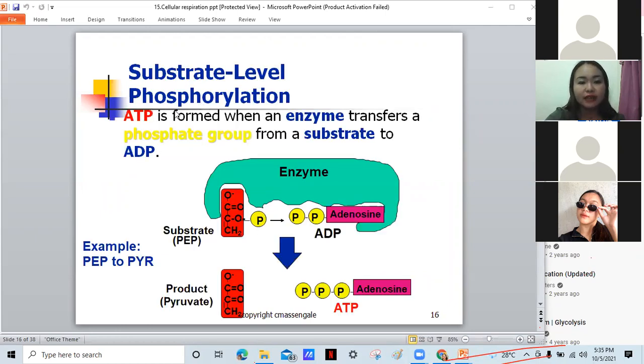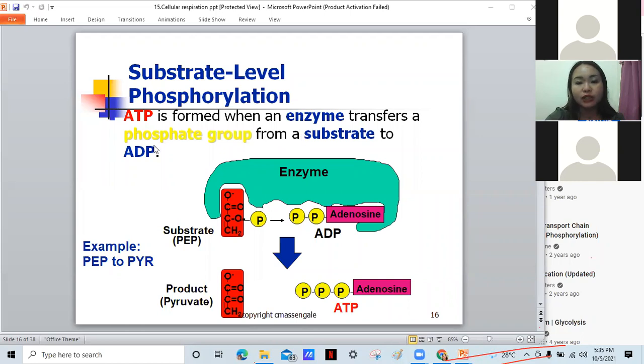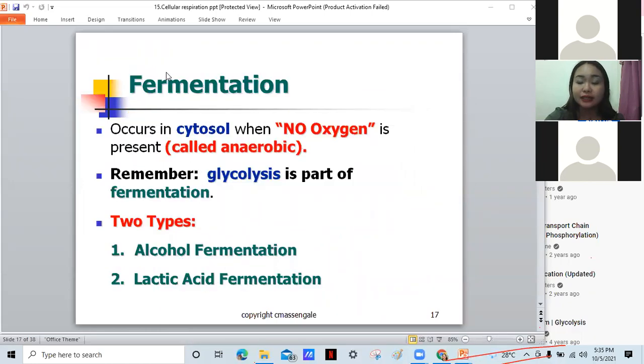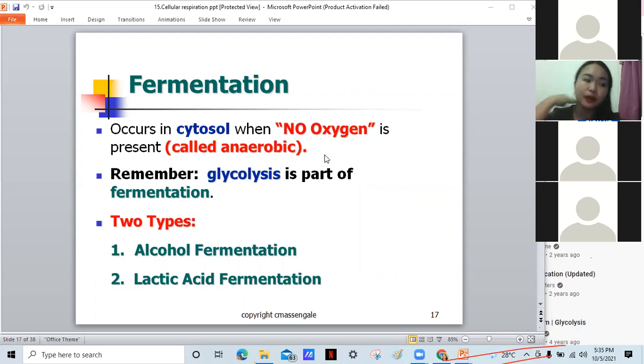During substrate level phosphorylation, ATP is formed with an enzyme. The enzyme transfers the phosphate from a substrate to ADP, as shown in this figure, so ADP becomes ATP, with pyruvate as the product. So what happens without oxygen? Since respiration requires oxygen, it is aerobic respiration. But when respiration occurs without air, without oxygen, it becomes anaerobic respiration, otherwise called fermentation. And we are very familiar with fermentation since we have a lot of products of fermentation.